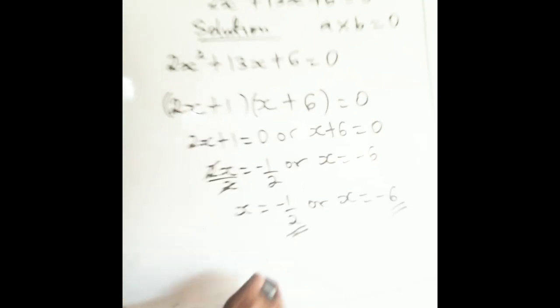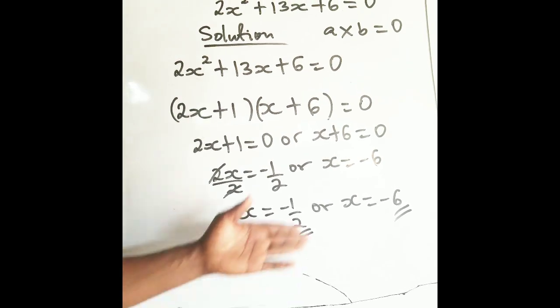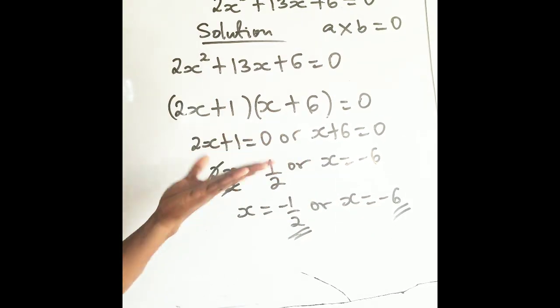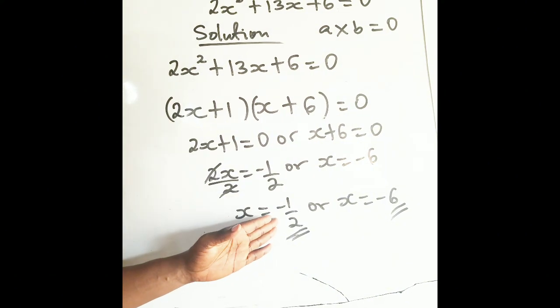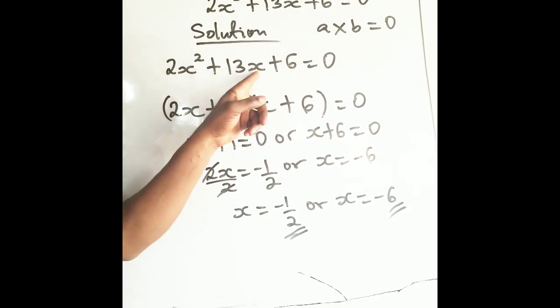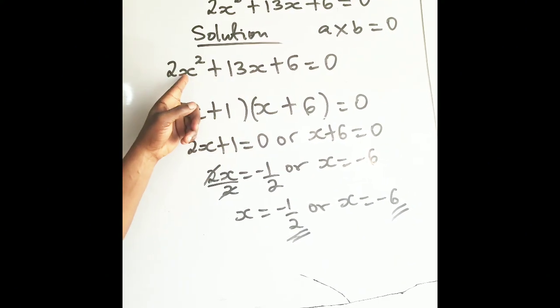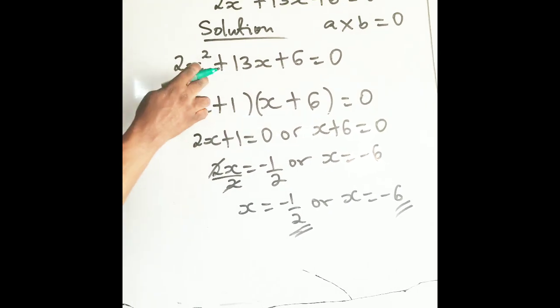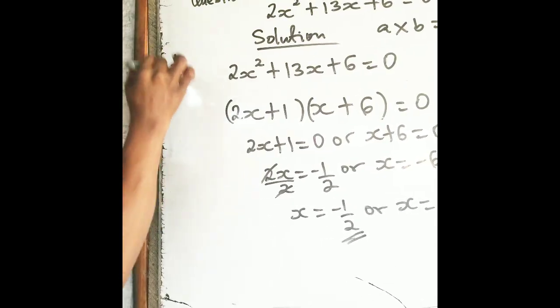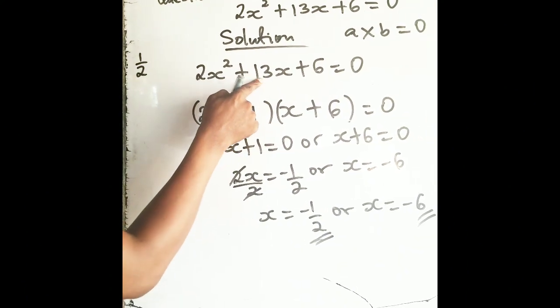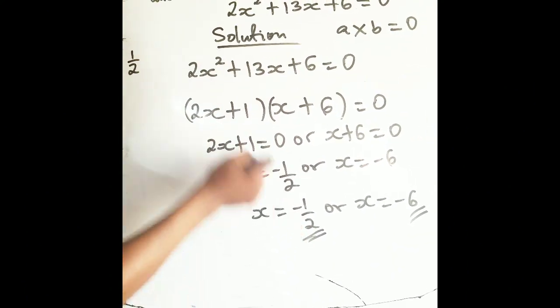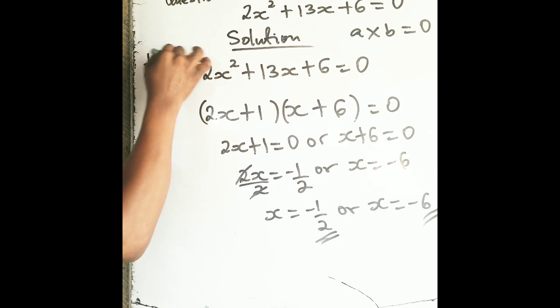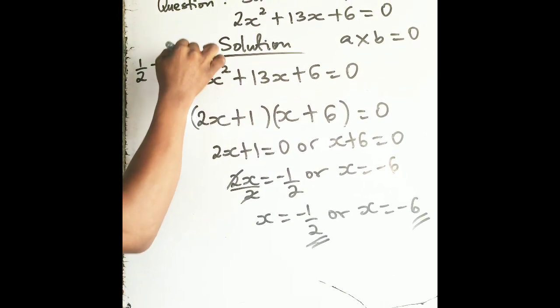This is the answer to the question. We can check whether we are right or wrong. How? Pick minus 1 over 2, put it in place of x. Minus 1 over 2 squared will give us 1 over 4, which if 2 multiplies 1 over 4 will give us 1 over 2. Plus 13 times minus 1 over 2 will give us minus 13 over 2. Then we have our plus 6.